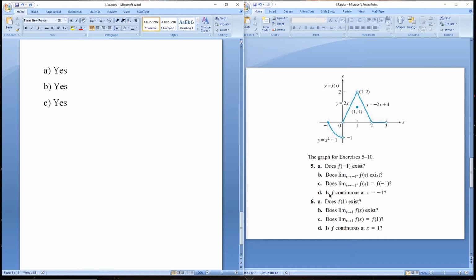And then finally, is this function continuous at -1? Now notice A, B, and C are all three of the properties. A, does the function exist? B, does the limit exist? C, do the function and limit equal at our point of interest? Yes. Is this continuous then? Yes.